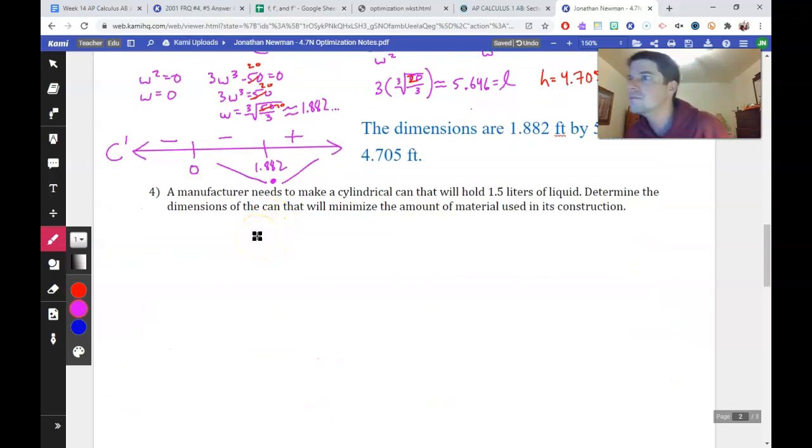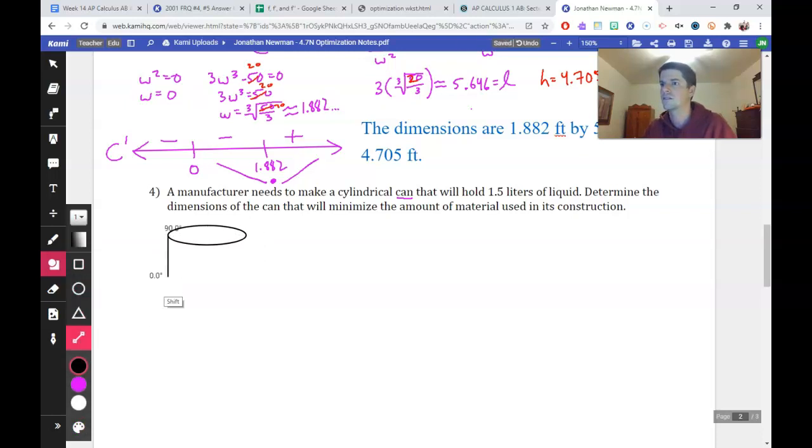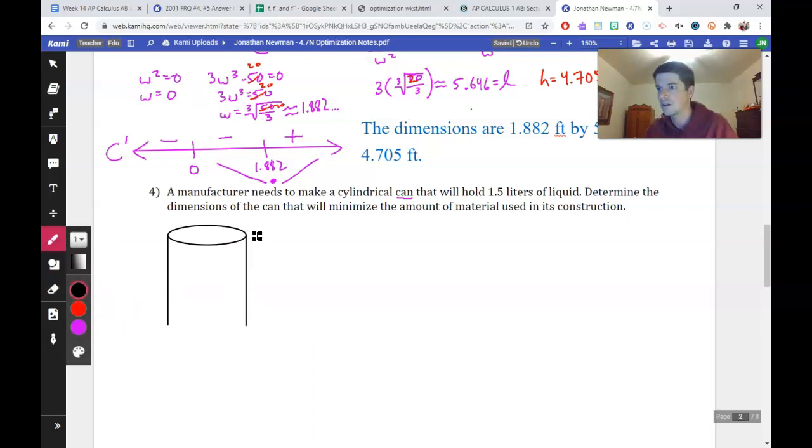Okay, here we go. A manufacturer needs to make a cylinder can that will hold 1.5 liters. So I'm going to draw a cylinder here. I did this earlier, and you can make straight vertical lines with that. That is so nice. I want the back dotted part of this, so I'm going to try to freehand it. That's not too shabby. And we'll keep it. Awesome. So here we go.